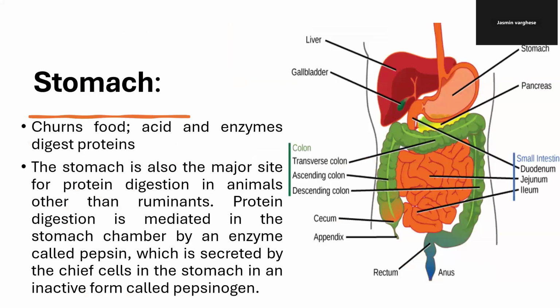Stomach. It churns the food. Acid and enzymes and digestive proteins will release. The stomach is also the major site for protein digestion in animals other than ruminants. Protein digestion is mediated in the stomach chamber by an enzyme called pepsin, which is secreted by chief cells in the stomach in an inactive form called pepsinogen.